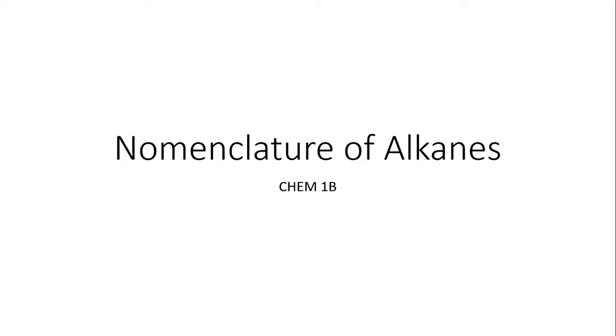Okay, now that we are familiar with some of the structures of alkanes, what happens when these chains start growing beyond the 3 or 4 or even 5 carbons? Do we have a way of naming these things in a consistent fashion? So we're going to study now the nomenclature of alkanes.